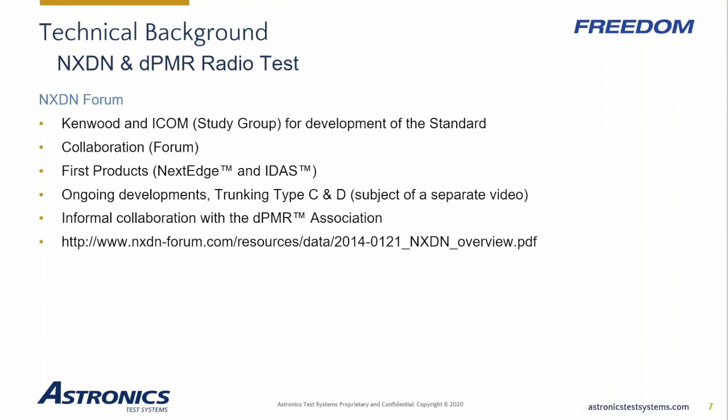The latest developments include radio trunking type C and D. Type C trunking has dedicated control channels, while type D trunking uses in-band signaling instead of using a dedicated control channel. Type C trunking mode is the subject of a dedicated video that we're planning to launch during the next couple of months.